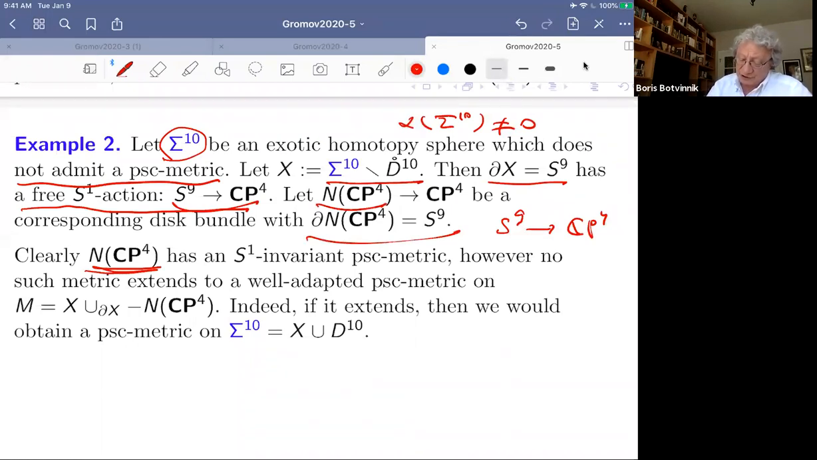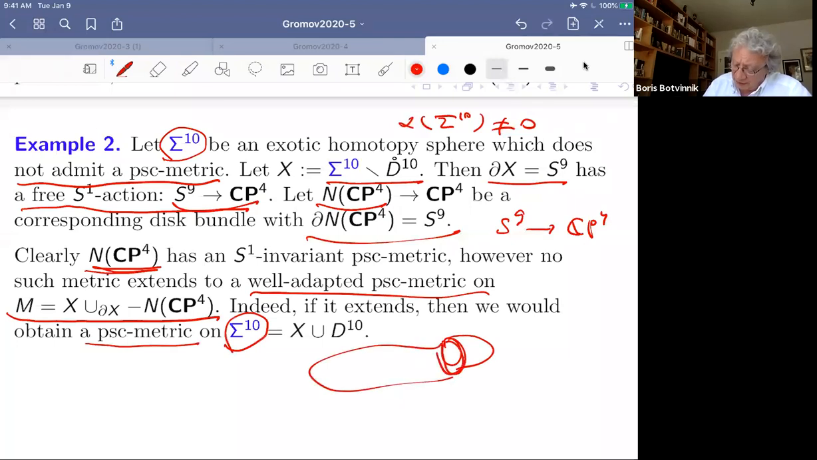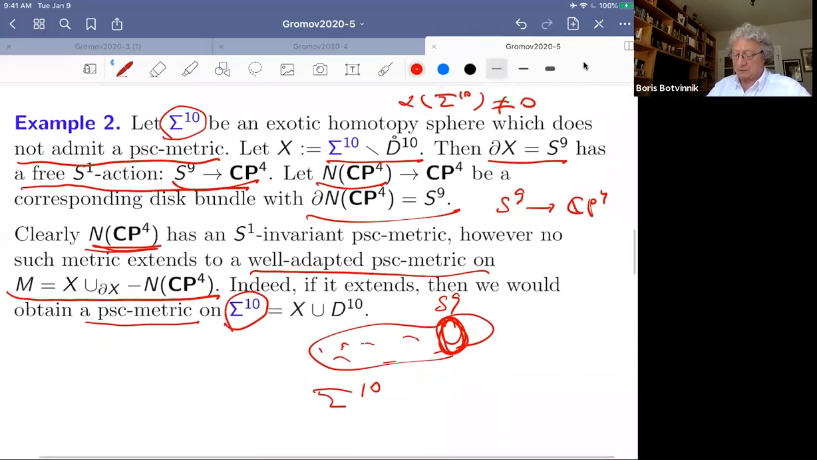However, no such metric extends to a well-adapted positive scalar curvature metric on the manifold M, which we put together from X and this bundle. Indeed, if it does extend, then we would have a positive scalar curvature metric on the original exotic sphere, since on S9 it has to be standard, and then we would get an extension to sigma 10, where there is no metric of positive scalar curvature.